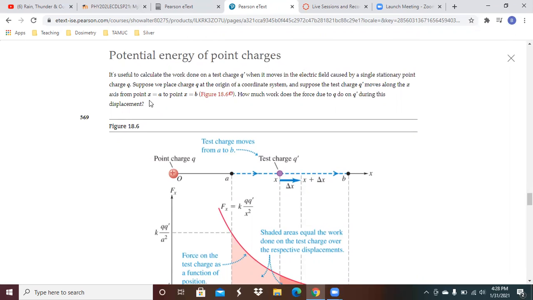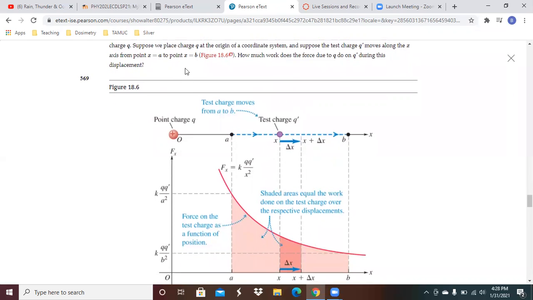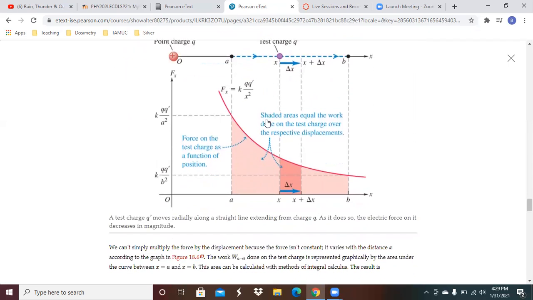Potential energy of point charges. It's useful to calculate the work done on a test charge Q prime when it moves in the electric field caused by a single stationary point charge Q. So suppose we place a charge Q at the origin of the coordinate system, and suppose the test charge Q prime moves along the x-axis from here to here. How much work does the force that Q exerts on Q prime do during this displacement? That's a mouthful, isn't it?